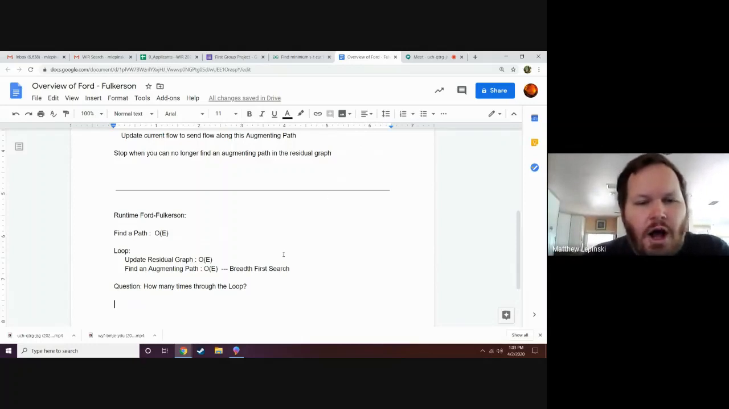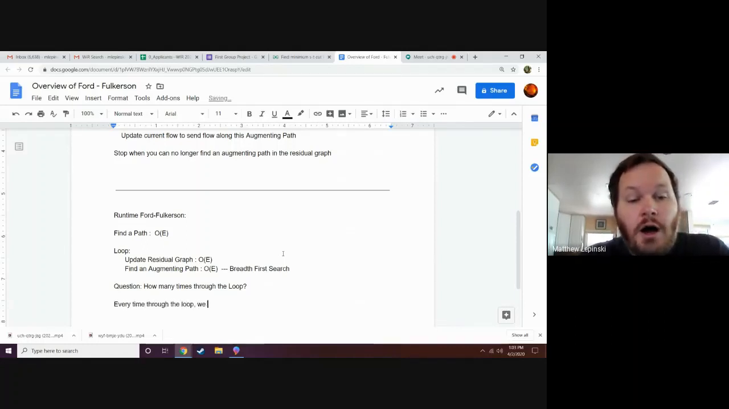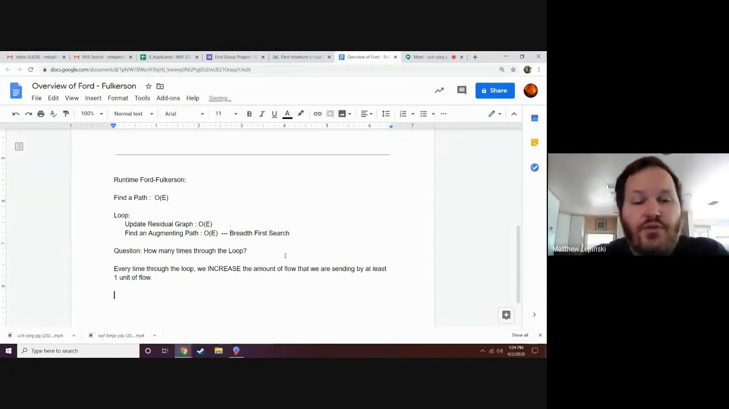Okay, so the number of times through this loop, well, every time through the loop, we increase the amount of flow that we are sending by at least 1 unit. Every time through the loop, we get to send more flow, right? That's the idea behind this algorithm, is we keep finding clever ways to send more flow through our network.